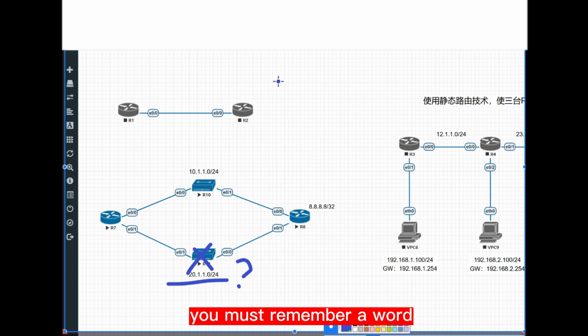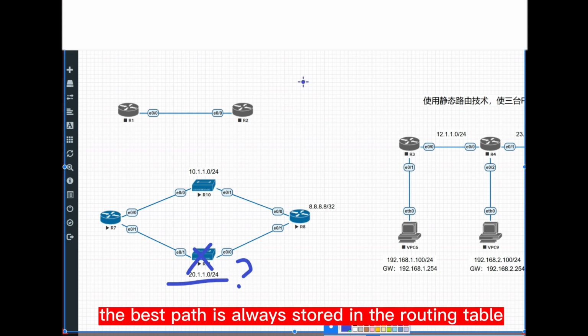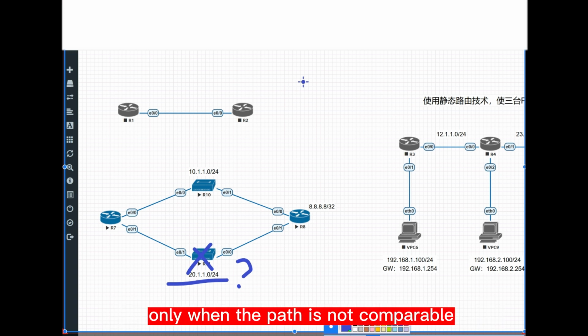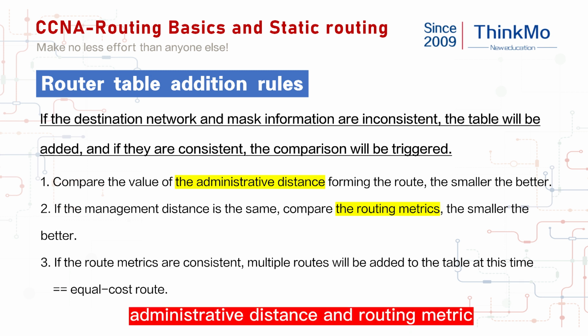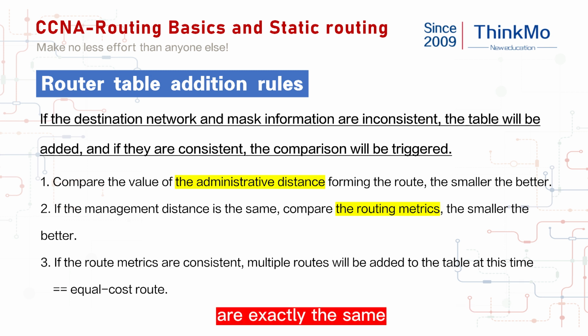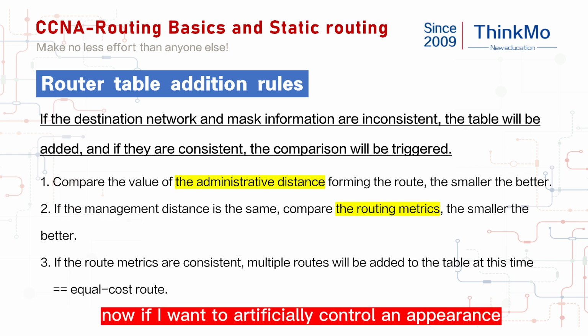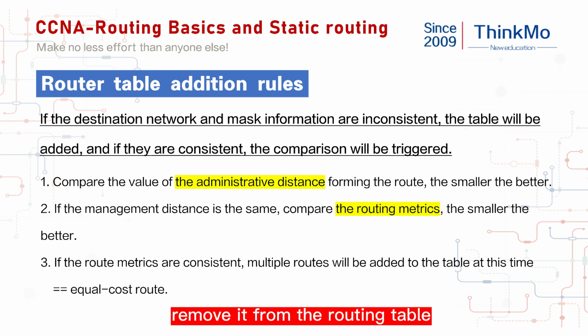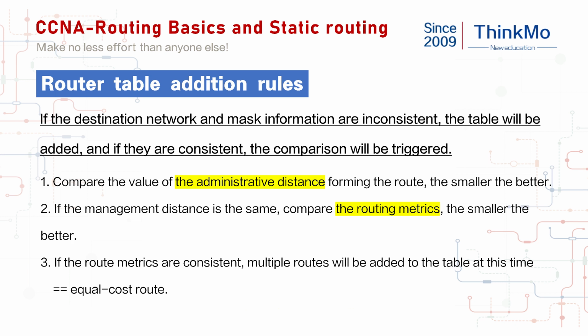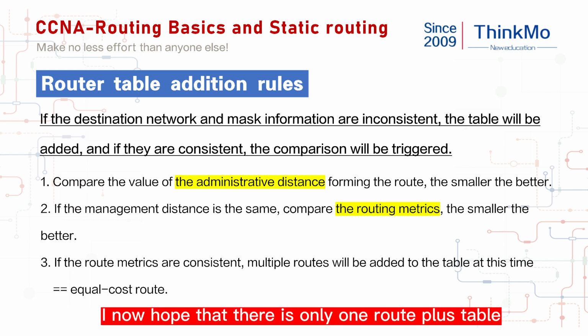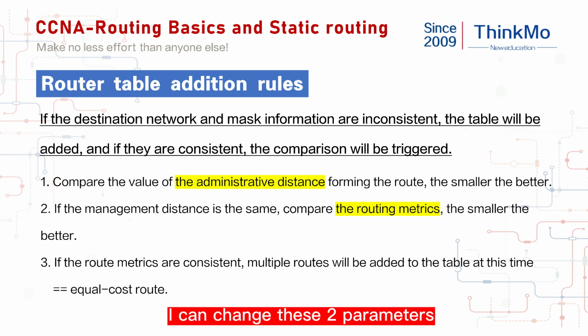You must remember a phrase: the best path is always stored in the routing table. Only when the paths are not comparable, like this situation where administrative distance and routing metric are exactly the same, will we add both. Now if I want to artificially control it and remove one from the routing table, what method should I choose? Think about it. Only if they are exactly the same will both routes be added to the table. I now hope that there is only one route in the table, so I can change these two parameters.